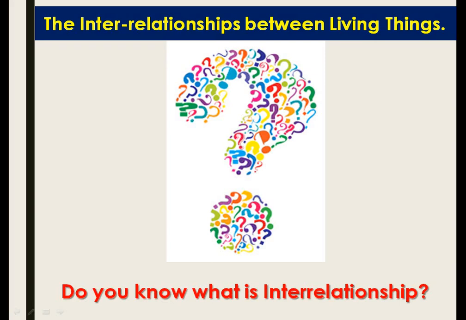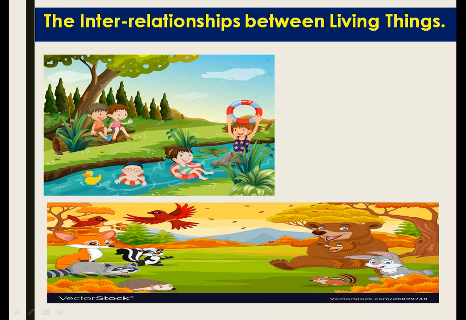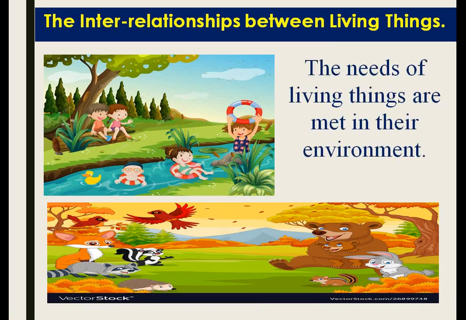Do you know what is interrelationship? The way in which two or more things are connected with each other is called an interrelationship. It is also known as coexistence. It means to exist together or at the same time. The needs of living things are met in their environment.